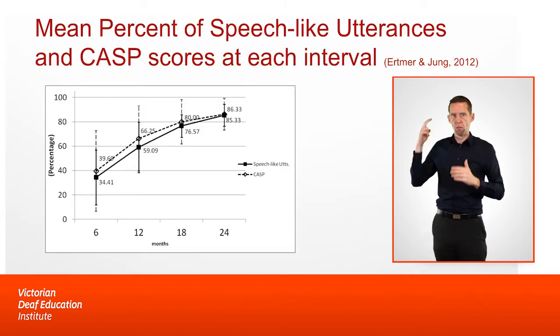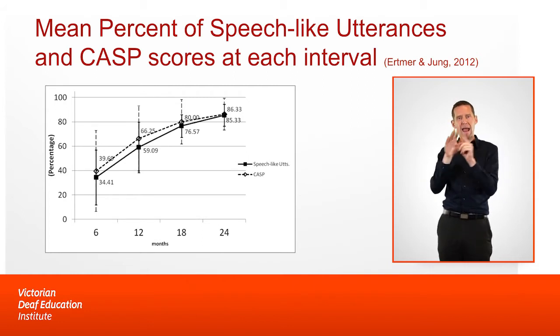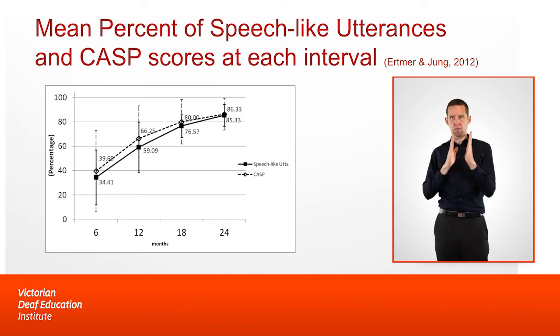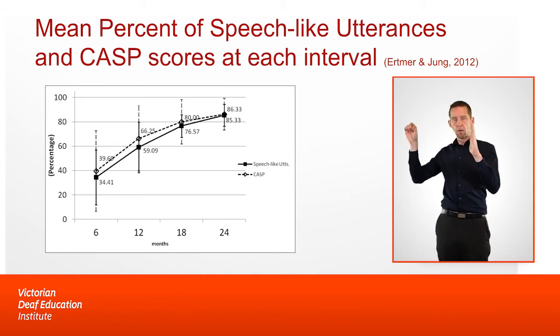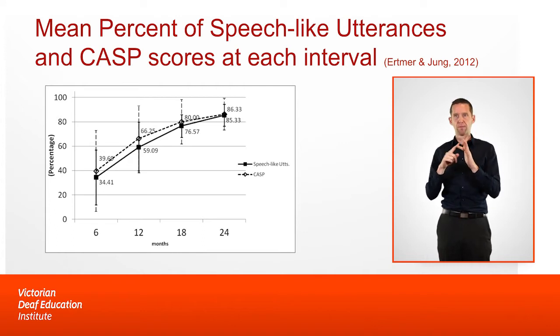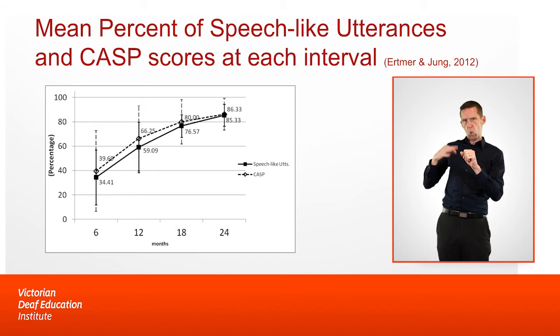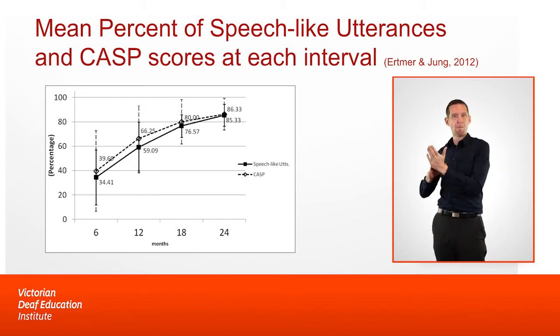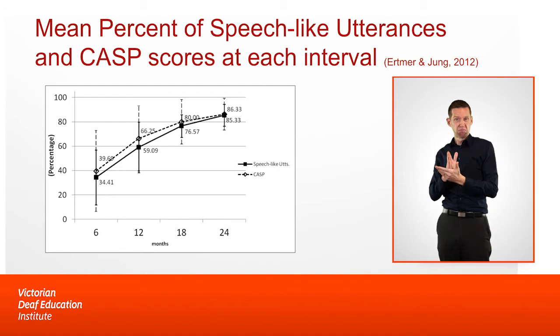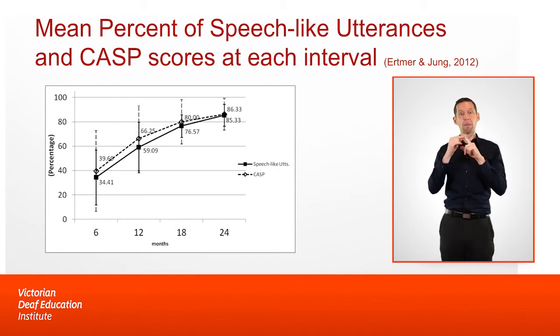All right, so what about the means at each level, at each interval? So here we have 6 and 12 and 18 and 24 months. The black lines and black box is speech sample data, and the CASP scores are the open diamonds. And as you can see, at each interval, these means are very close to each other. In fact, they're nearly identical there at 24 months. And so what we can safely conclude is that the CASP can replace the time-consuming speech sampling that can be done to measure progress in vocal development.